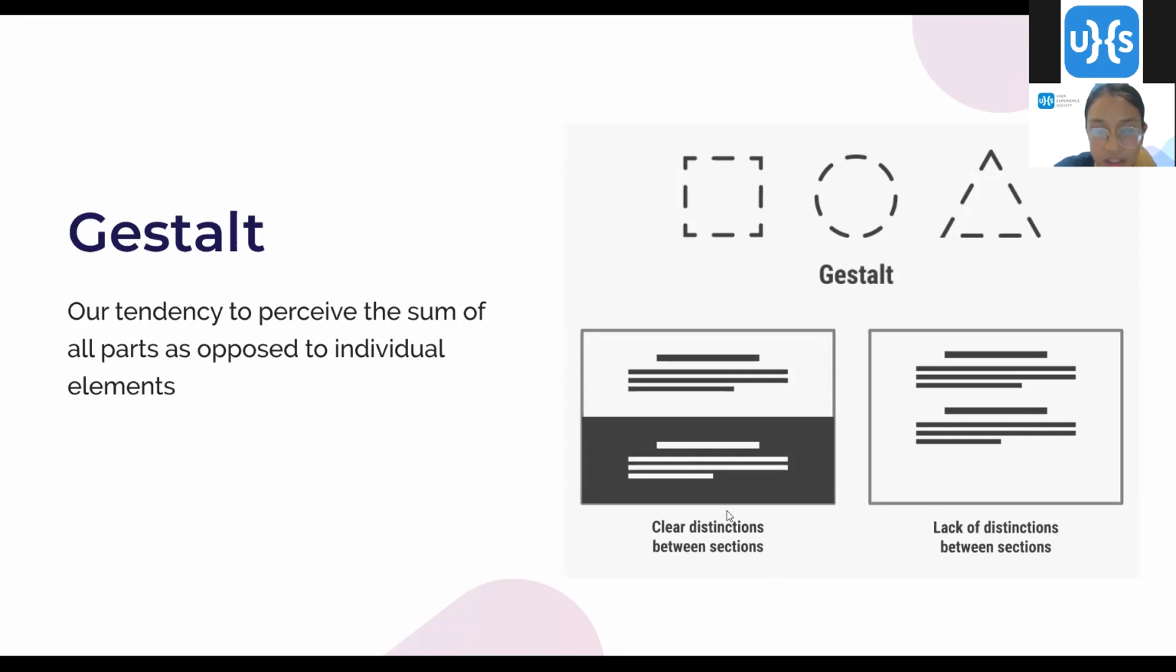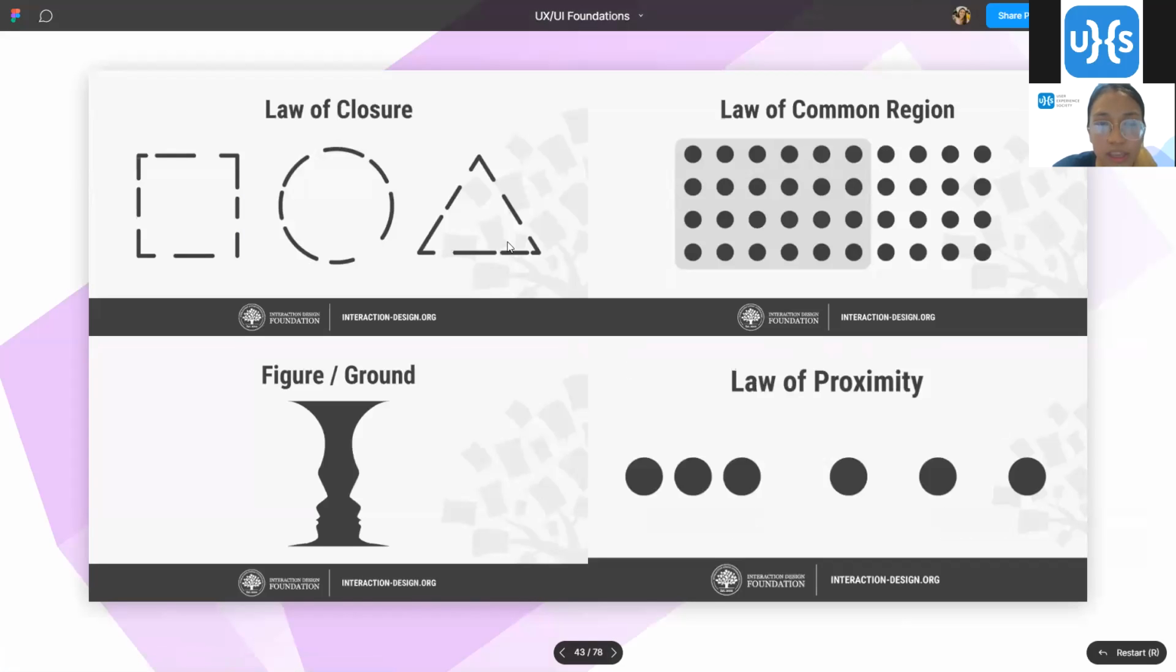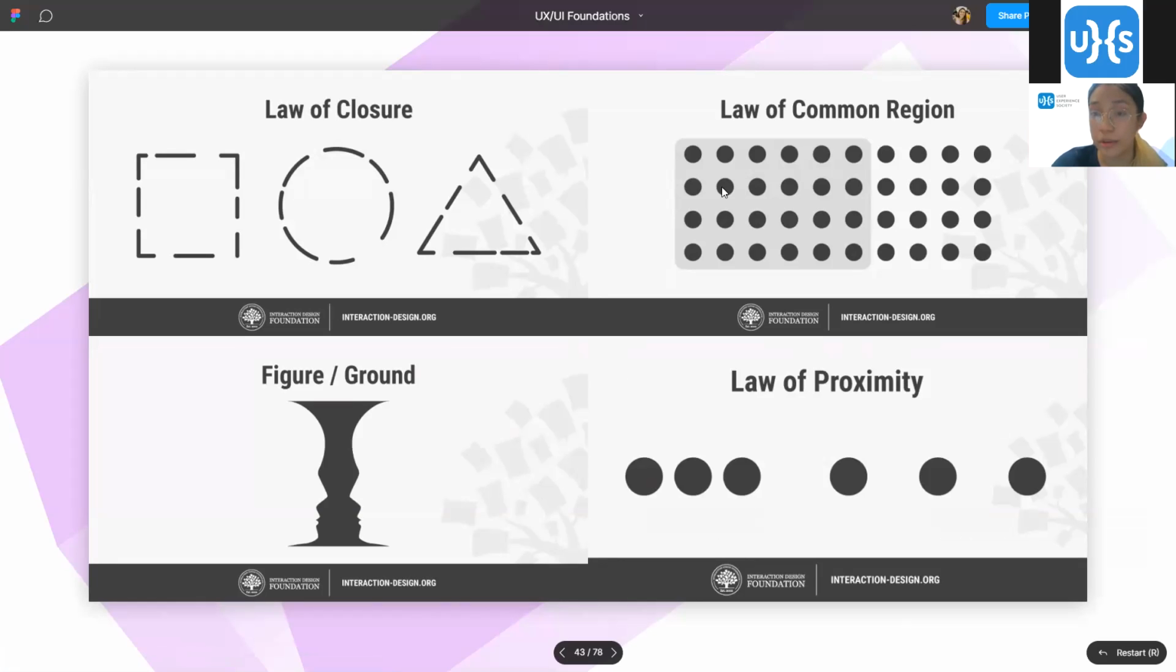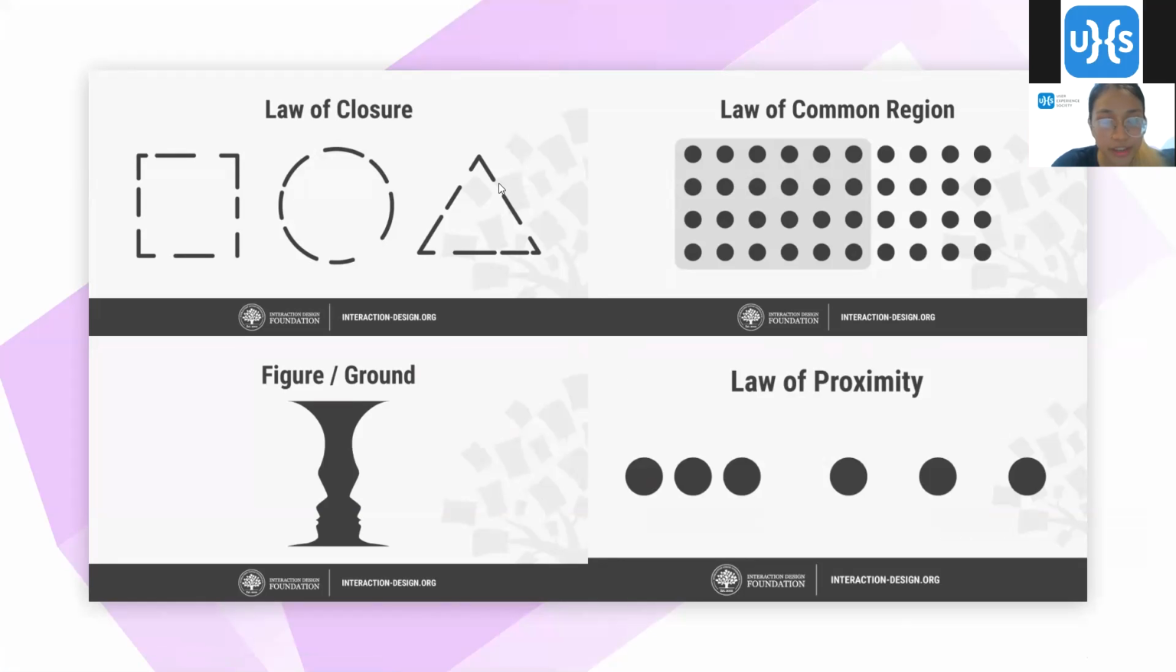So how can we see gestalt at work? These are also different gestalt principles based on psychology. We have the law of closure, which means the closer elements are to each other, the more likely we are to see them as a group. The law of common region, figure ground, which means we tend to think of figures already, even though they're not really made. For instance, we see faces from the negative space of a silhouette. And finally, the law of proximity.